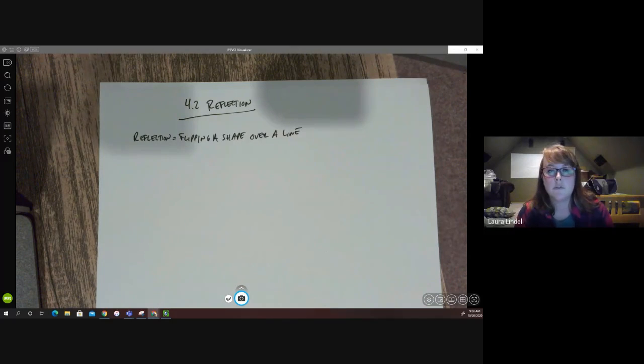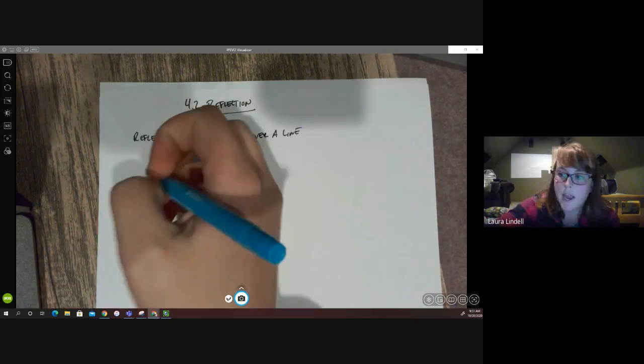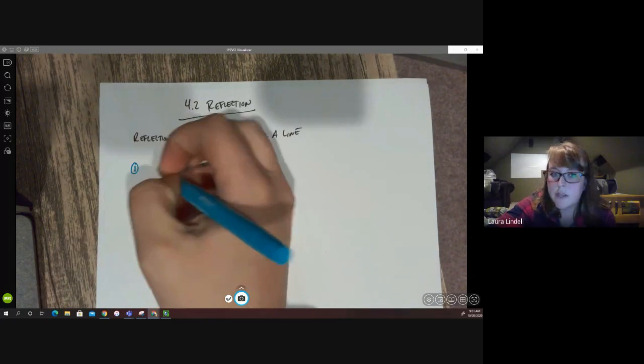And so for those of you with really good spatial awareness, this will be particularly easy to visualize. For those of you without very good spatial awareness, that's okay. We'll have ways that we can do this that help us to identify the reflection just by doing things as simple as counting. So with reflections, there's always this center line that you are flipping the shape over. It's called the line of reflection, or sometimes called the mirror line.